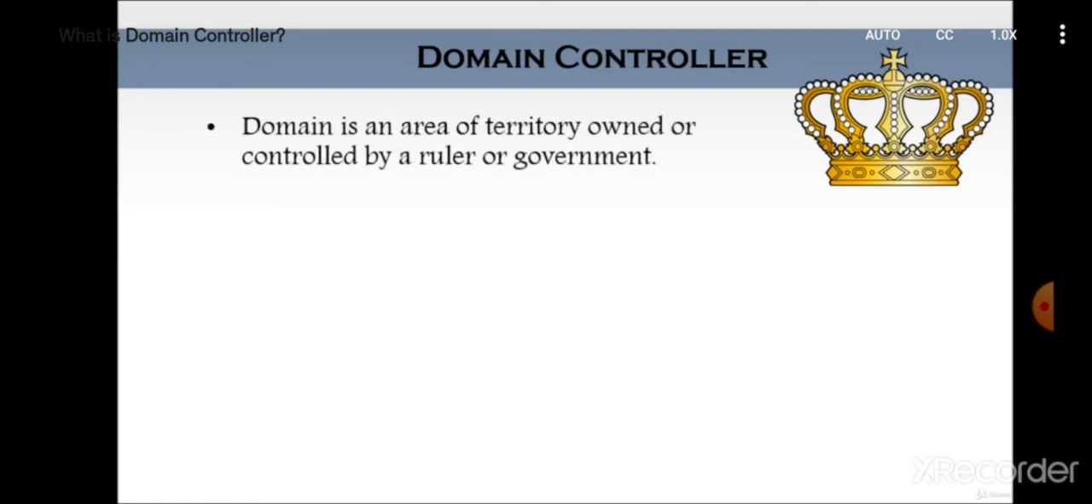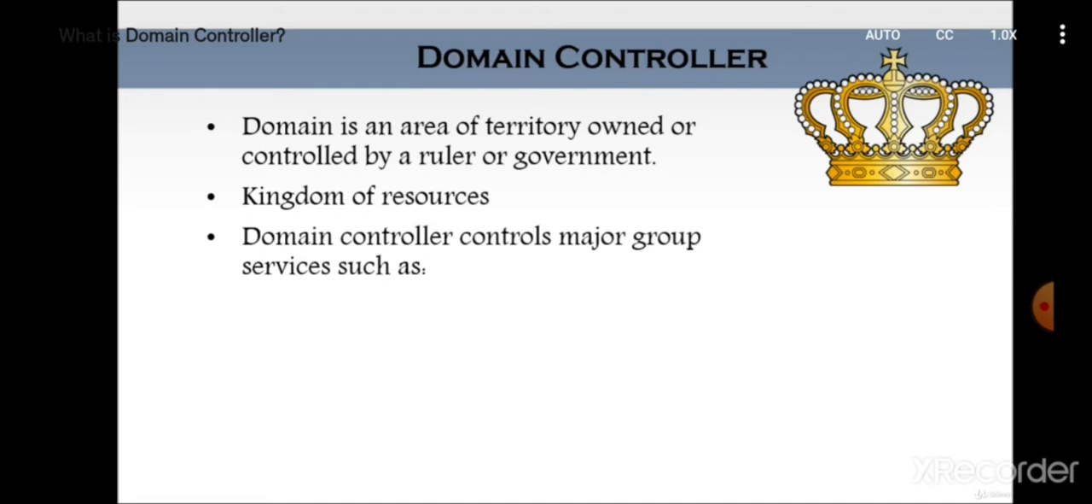What is a domain controller? Before we get into the domain controller, let's find out what is a domain. A domain is an area of territory owned or controlled by a ruler or a government, right? This is how we know that people say, I am the man of my domain, right? So I'm a king of my kingdom. So basically, a domain controller could be referred to as a kingdom of resources. That's how a domain controller is.